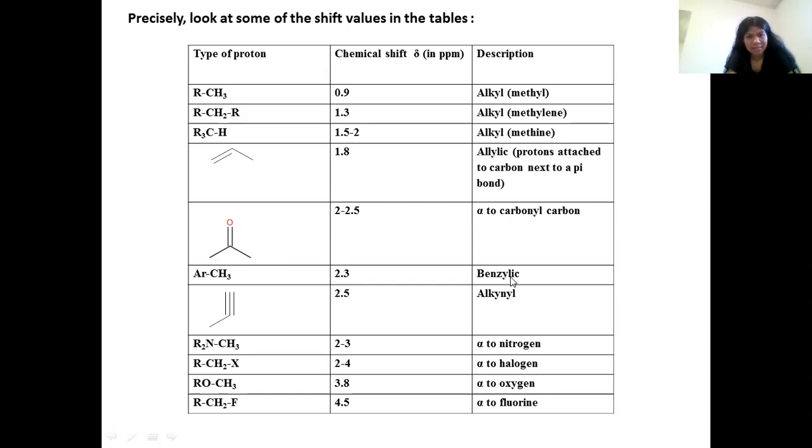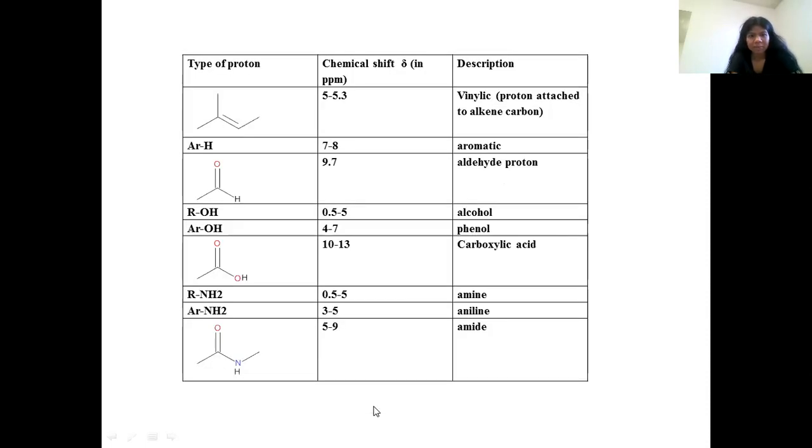For benzylic protons, it will be 0.3. For alkynyl protons, it will be 2.5. If it is alpha to nitrogen, it will be around 2 to 3. If it is alpha to a halogen, it will be 2 to 4. Alpha to oxygen, 3.8. Alpha to fluorine, 4.5. Like this, and this table is continued.